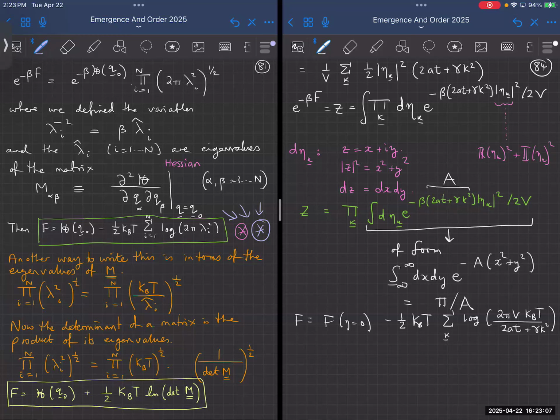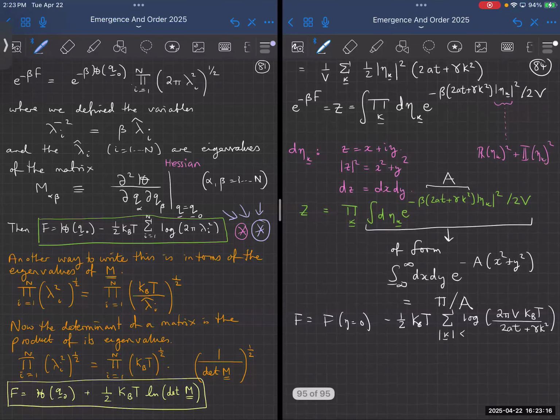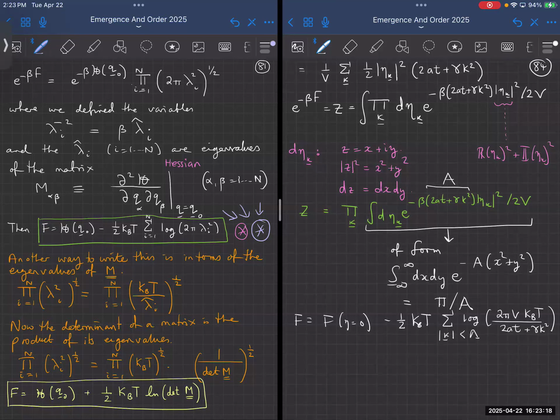Now, which k modes are they? Well, remember that to construct this Landau free energy, we had a coarse-grained description of the system. So this is over wave numbers k which are less than my coarse graining scale lambda. So it's not over all k; it's cut off at the ultraviolet.